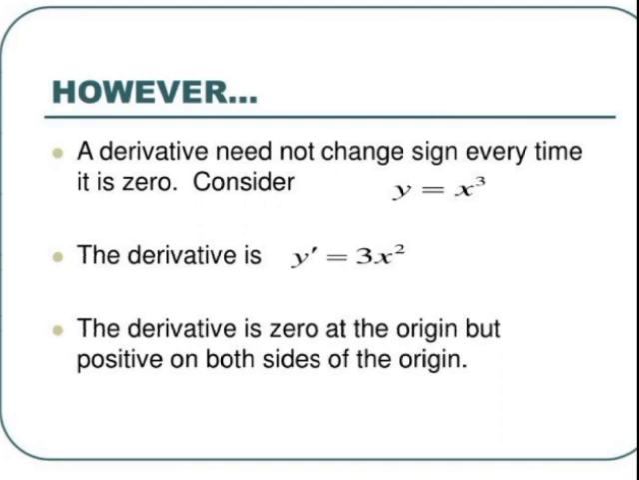Consider y is equal to x raised to 3. The derivative is y prime is equal to 3x raised to 2. The derivative is 0 at the origin but positive on both sides of the origin.